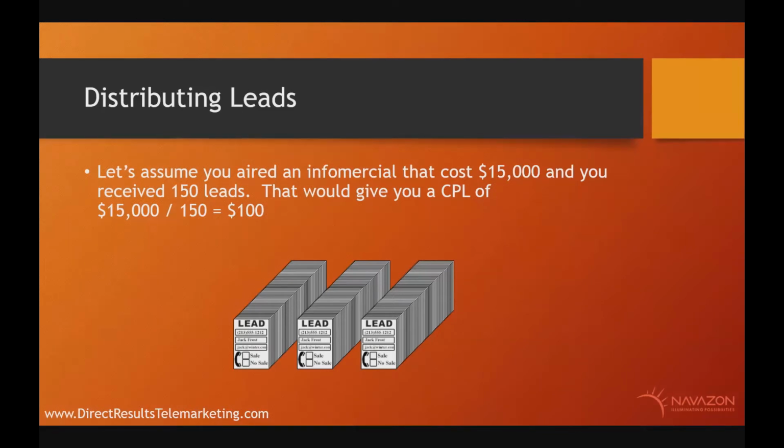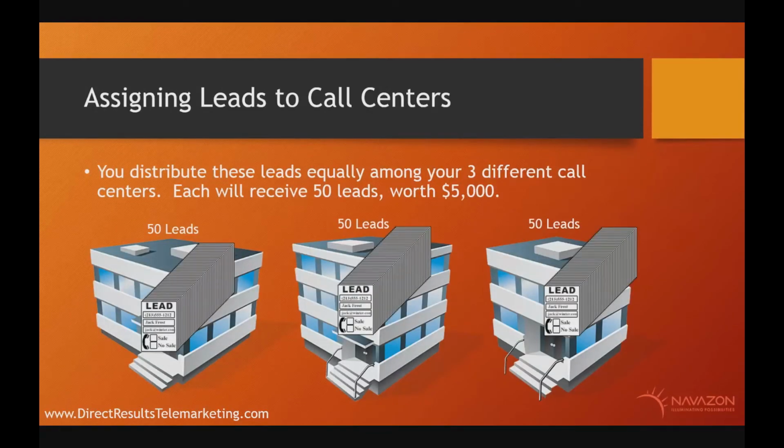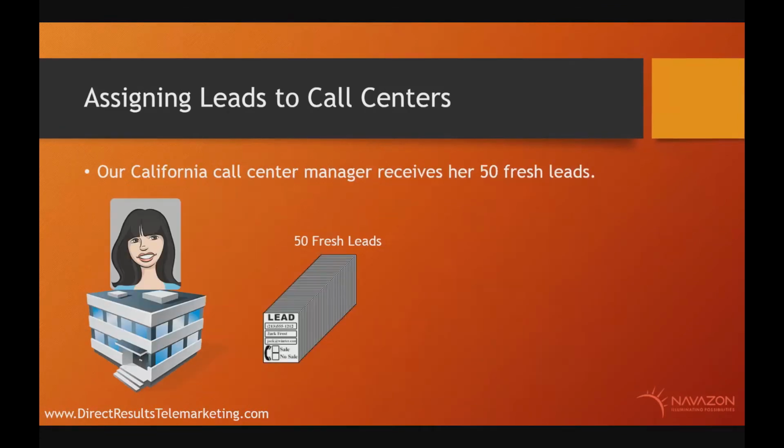Now we've got to send those leads to your call centers as soon as possible so marketers can contact them and make sales. You distribute these leads equally amongst your 3 different call centers. So each call center will receive 50 leads, and at $100 per lead, they're receiving $5,000 worth of leads for that batch of leads that week.